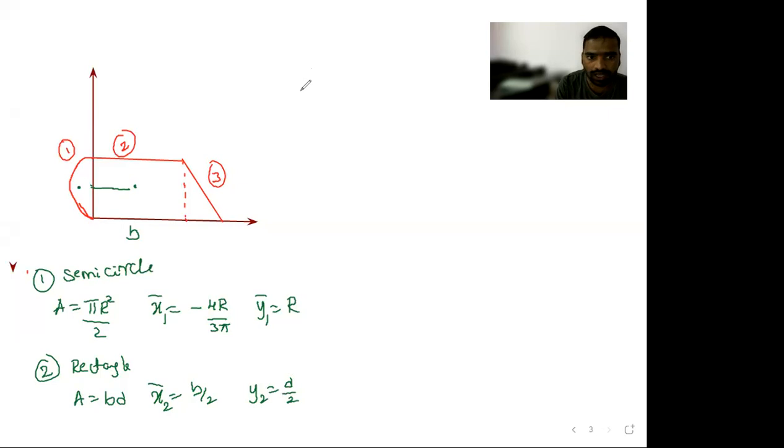Yes, sir. I will take third one. What is third one? Triangle. So what is the area for the triangle? One half into base B into height H. Okay. I have to look at X bar. Yes, all of you concentrate now. Sorry, X3 it is.